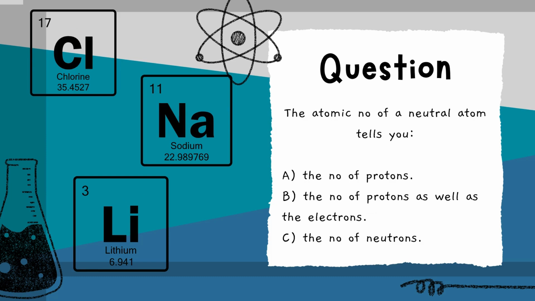Moving on, we have another question. The atomic number of a neutral atom tells you the number of protons, as well as the number of electrons, or the number of neutrons? Pause the video, think, and then answer.